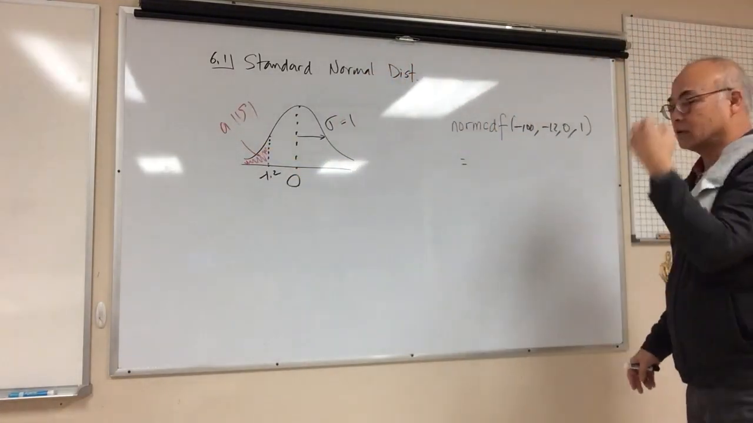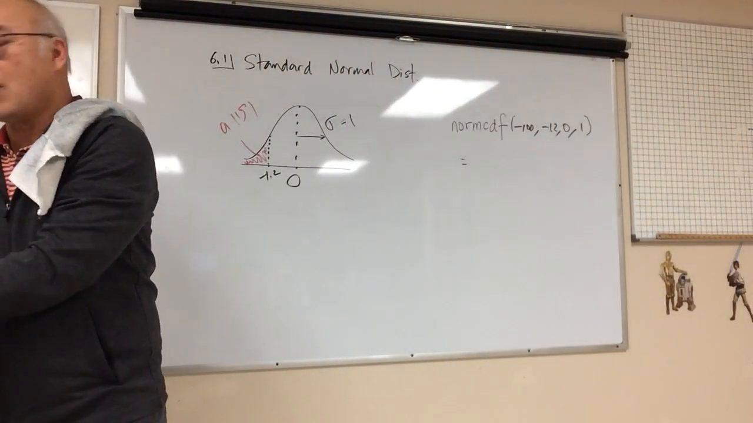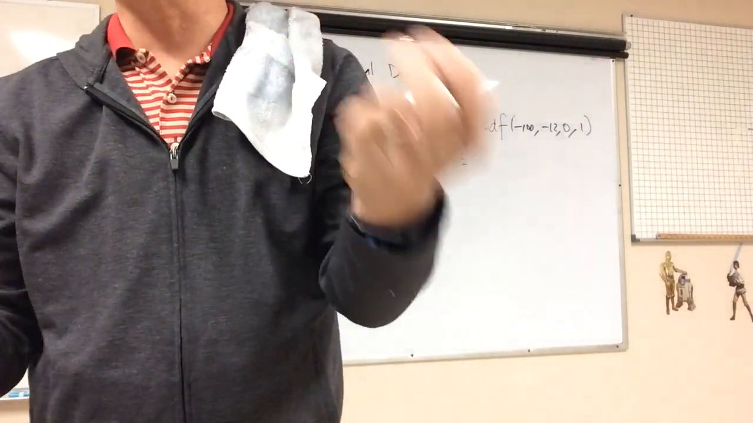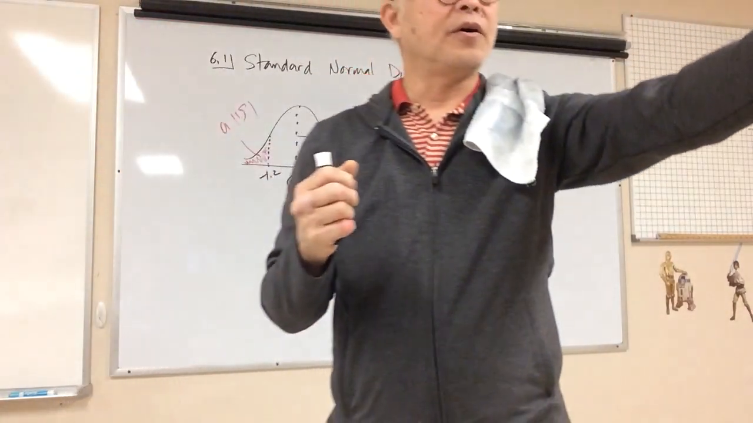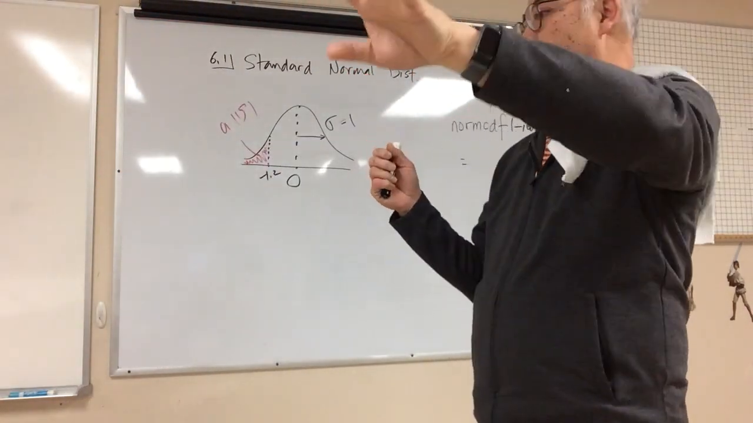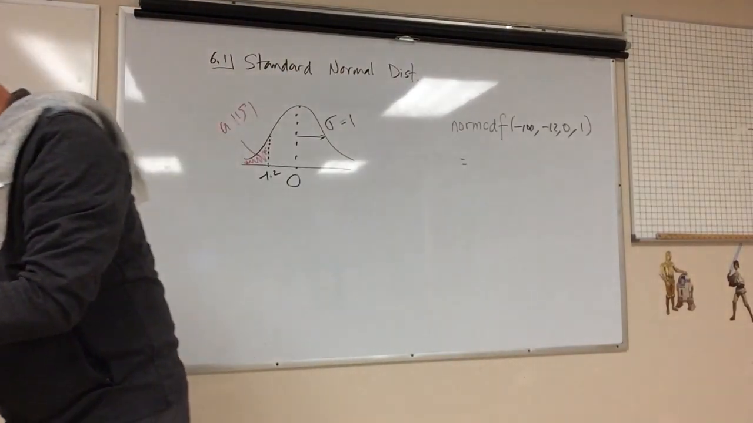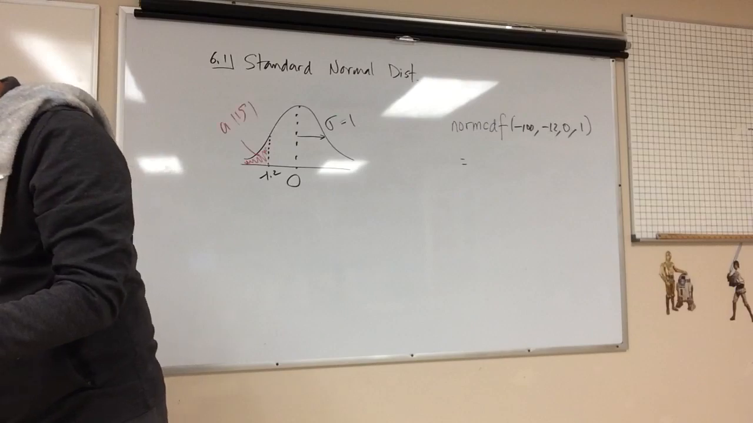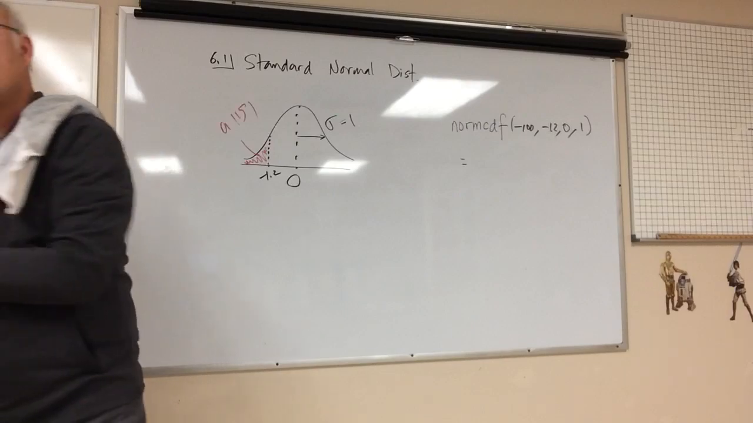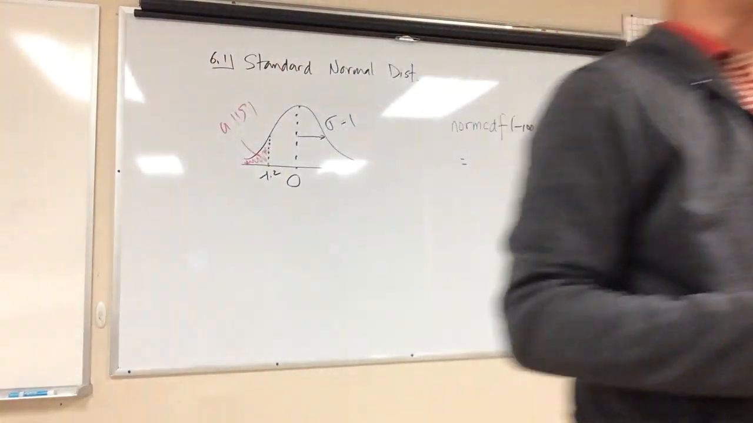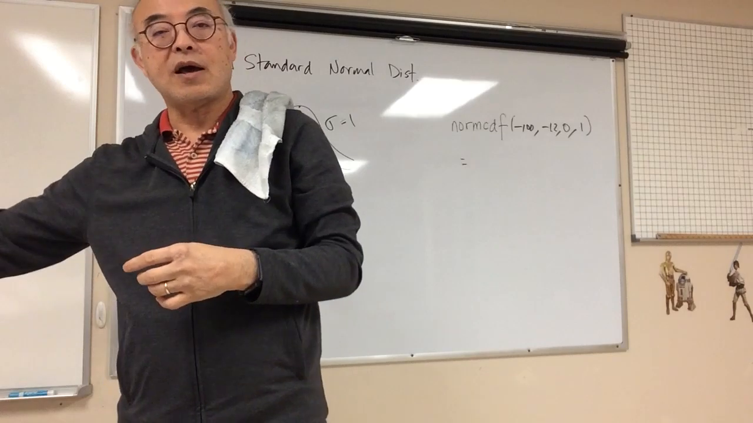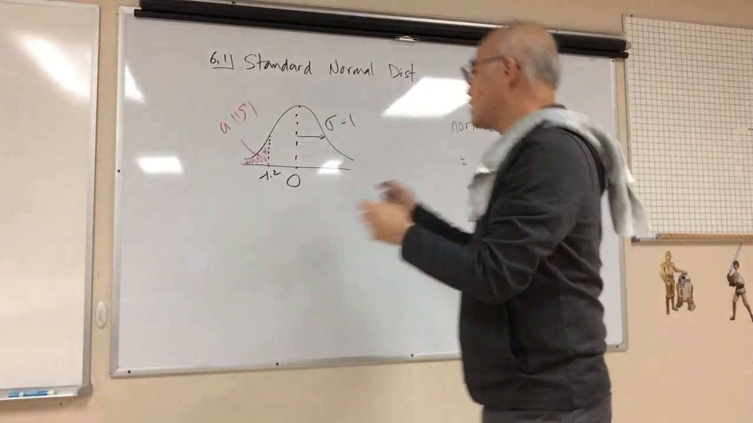All right, so we know how to use this. We know how to use the table also, right? So you guys need to know both methods. We're good? Okay, good. So we're going to do two methods, right? The first one was using the graph and the table. The second one was using the norm CDF.